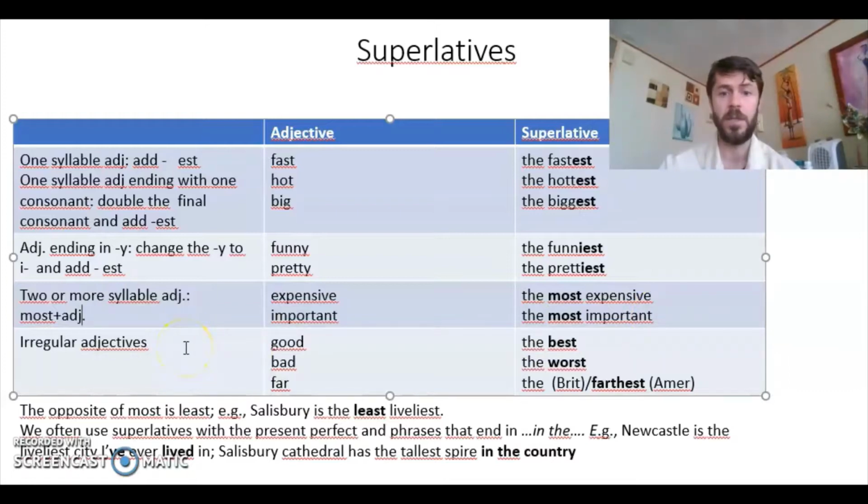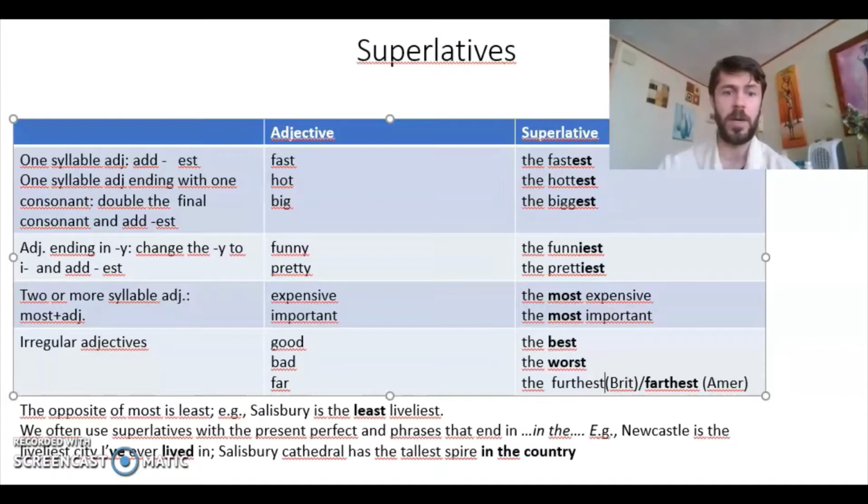Irregular adjectives. Good, the best. Bad, the worst. And far, in American English it's the farthest, but I didn't say this, right? Because I'm British, so I said, do you remember? The furthest.